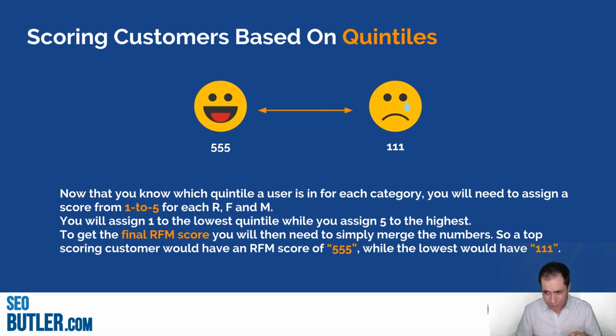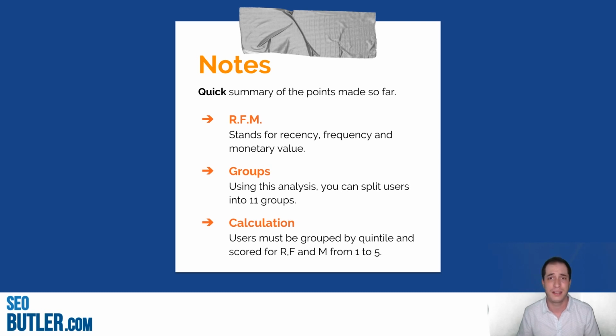Now, a lot of you are going to say that this is really complicated. So here are my quick notes, and here's my quick summary of what we've covered so far. It stands for recency, frequency, and monetary value. We've discussed that once you have those values, you can calculate which of the 11 groups your users are in. Remember, champions to lost. And that the calculation is based on quintiles, and that we're going to score for R, F, and M separately, and then just merge the numbers together.